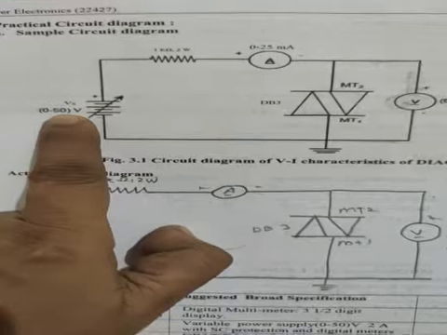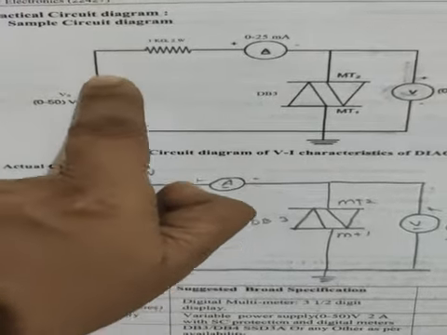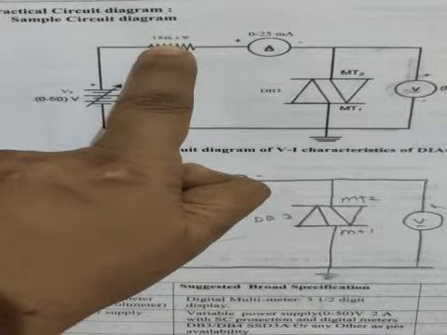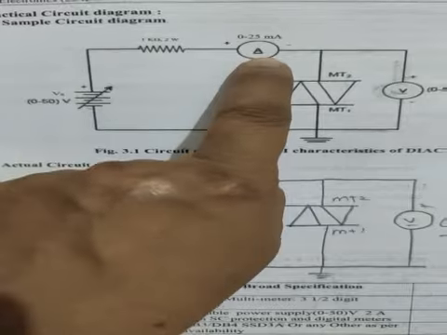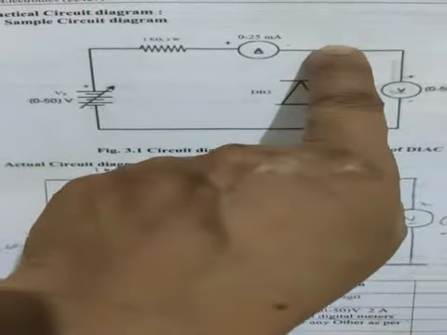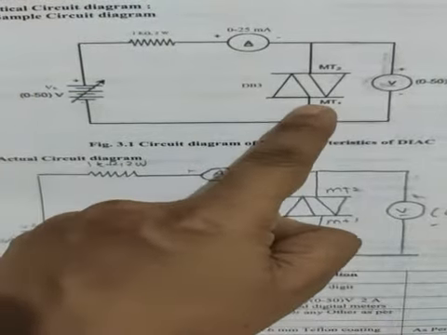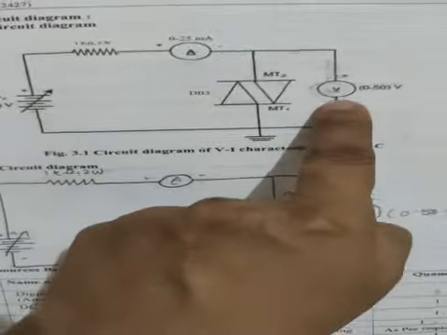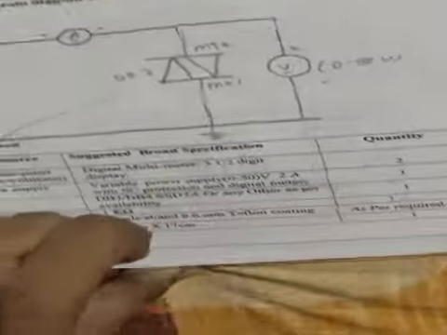Here is a variable voltage supply of 0 to 50 volt, then a resistor, then here we are connecting the milliampere meter. Then MT2 is connected to the positive terminal of the supply voltage, then MT1 is connected to the ground, and the voltage is measured across the DIAC.